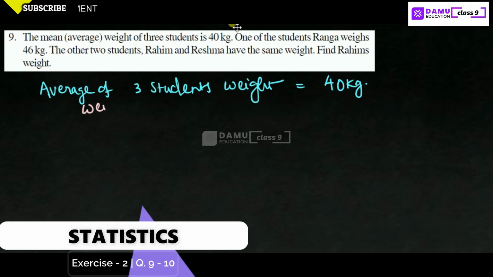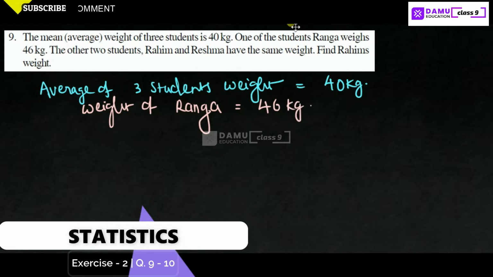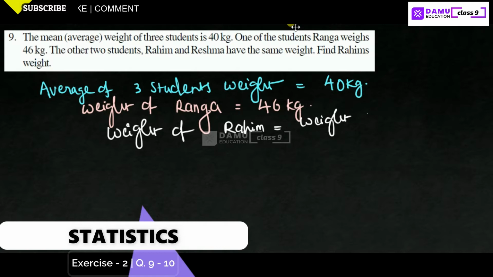So what you can say here is the weight of Ranga will be equal to 46 kgs. Then what they are telling is that the other 2 students, Rahim and Reshma, have the same weight. Find Rahim's weight. So the weight of Rahim will be equal to the weight of Reshma.